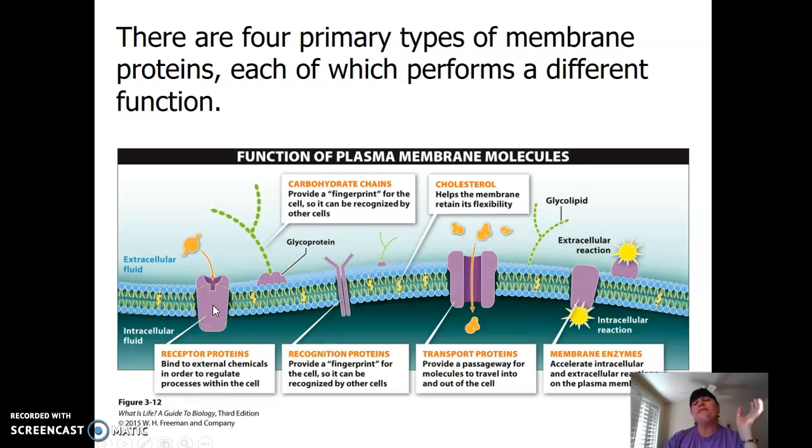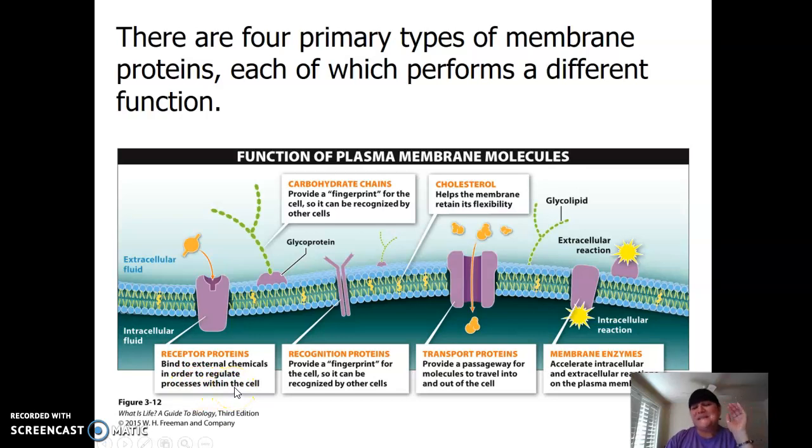Receptor proteins. Remember we said cells communicate with other cells? And you've all heard of hormones. So this could be a hormone. It travels in the blood, goes to a cell, and tells a cell what to do. Like grow now, or stop growing, or whatever it wants it to do. Like there's what's called growth hormone. That's why I use this example. So here, the protein on the cell membrane will bind with a hormone and cause some changes. So it says binds to external chemicals in order to regulate process within the cell.